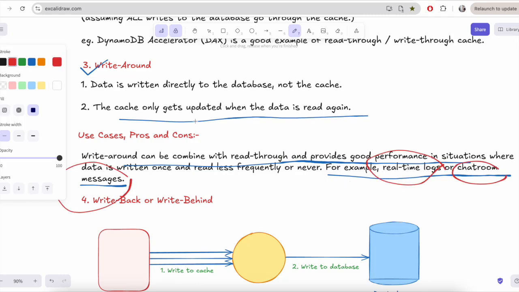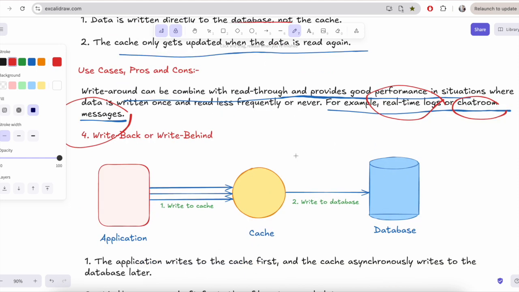First, the data is written directly to the database, not the cache. Just remember this point here. So here, the application is directly writing the data to your database, not the cache. Okay, so it has some cons. Whatever data you have recently written may be slow to access, because unless your data is read, it won't be stored in the cache.